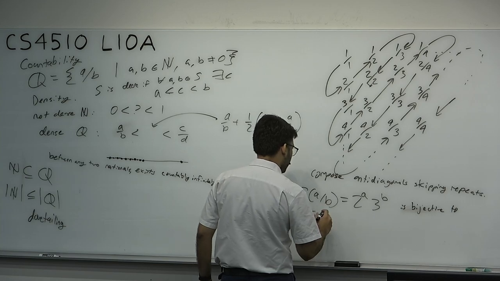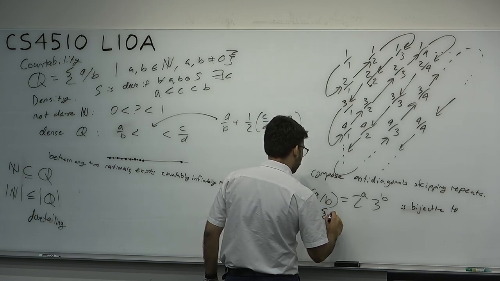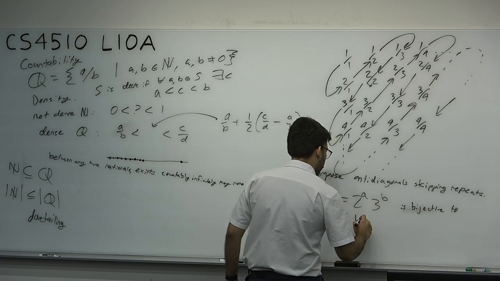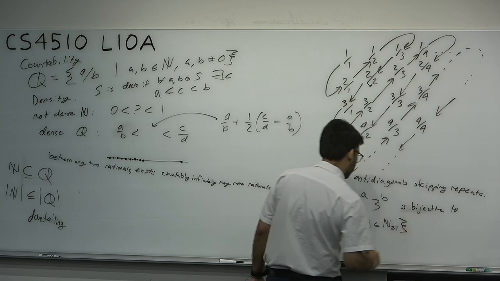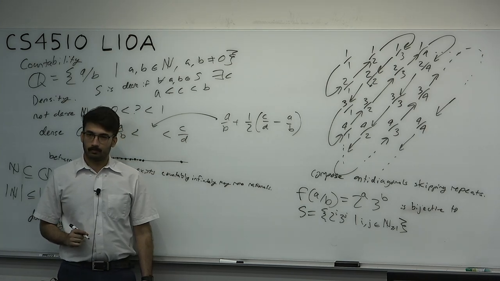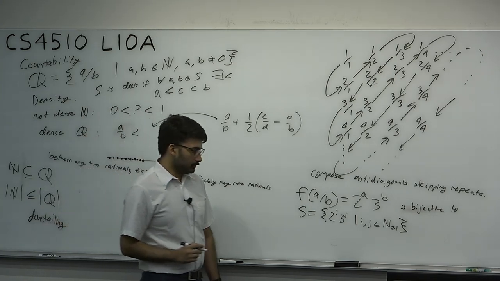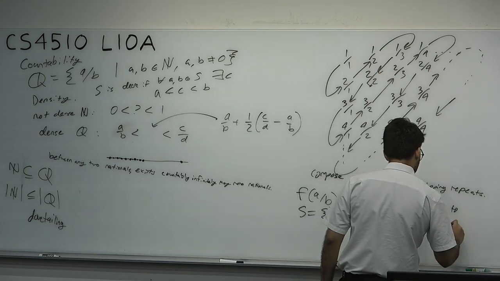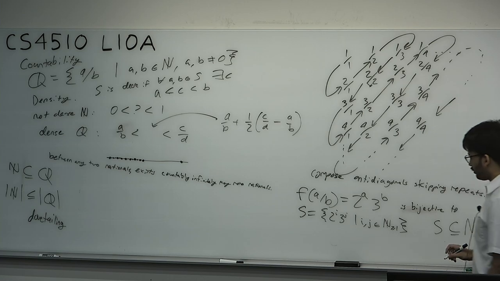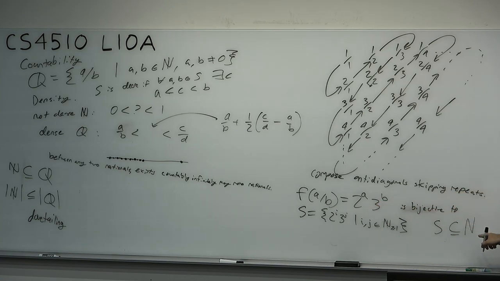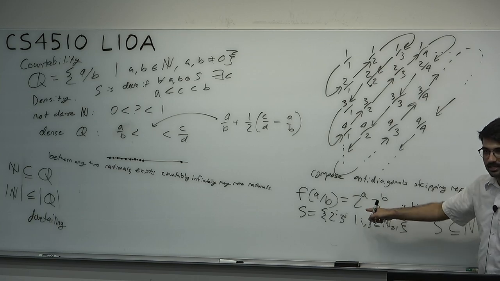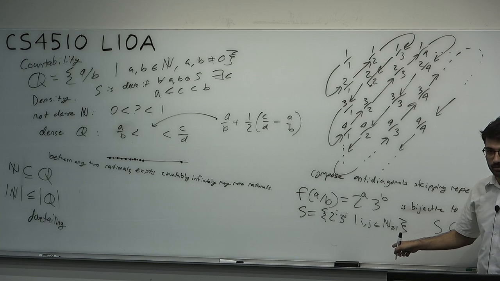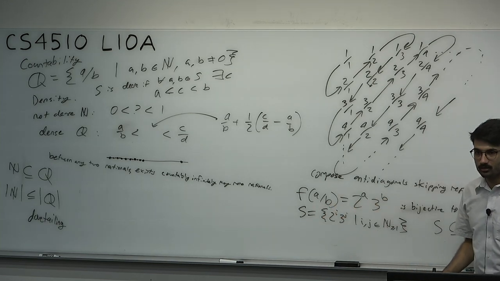S is equal to 2^i 3^j, where i, j are in the naturals, just like whole numbers. Then you can prove that S is a subset of the naturals. So f is a bijection to a subset of the naturals. So S is countable. S is countably infinite because subsets of countable sets are countable. So bijective to a countably infinite set means it's countably infinite. So the rationals have to be countably infinite.